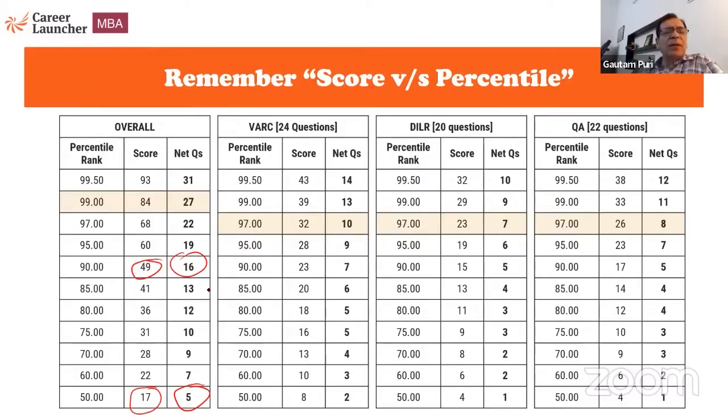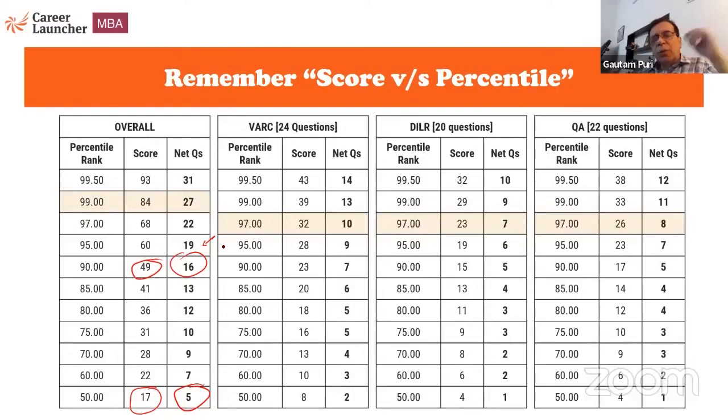Forget about 90 percentile. Let's look at 95 percentile last year. 60 marks. 60 marks is 20 questions. If you attempt only about 25 to 28 questions, let's say 30 questions, even if you get 7, 8 of them wrong, you will still have a 95 percentile, 90 percentile.